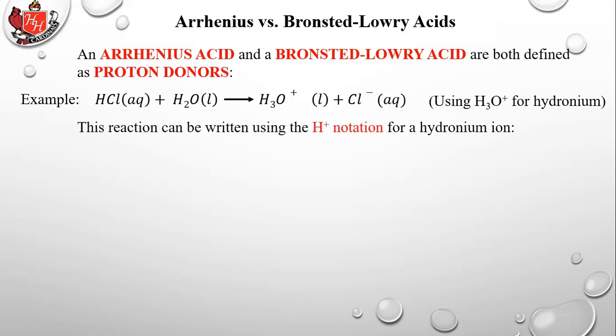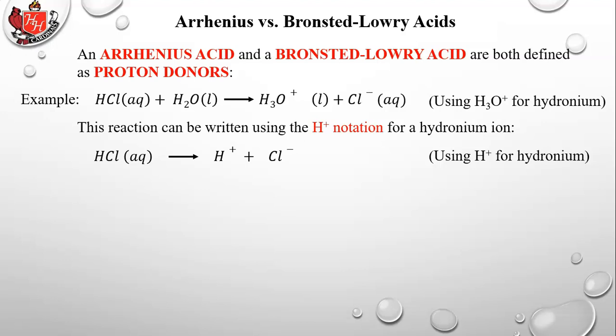This reaction can be written using the H+ notation for a hydronium ion. And so there it is. It's HCl on the reactant side. Now there's no water listed there. That's because the HCl is listed as aqueous. In other words, instead of writing H2O, you simply write HCl in aqueous solution, in water solution. On the right side, you kind of factor out the H2O from the H3O+. So instead of having H3O+, you just have H+. And then you still have the Cl-, the chloride ion there.